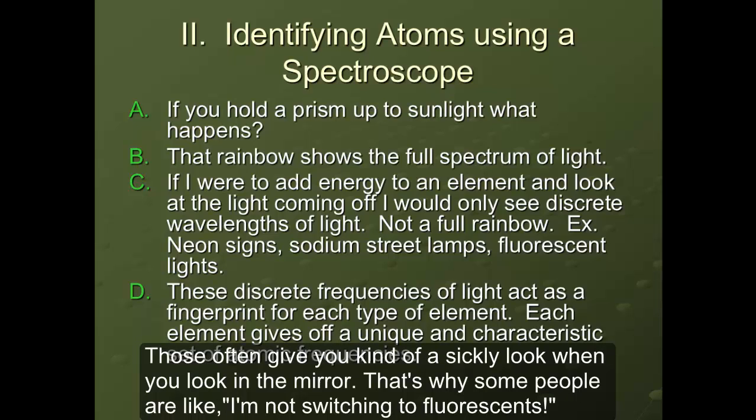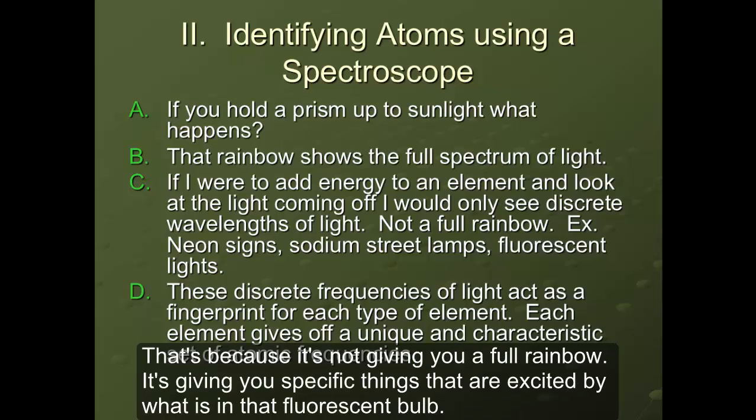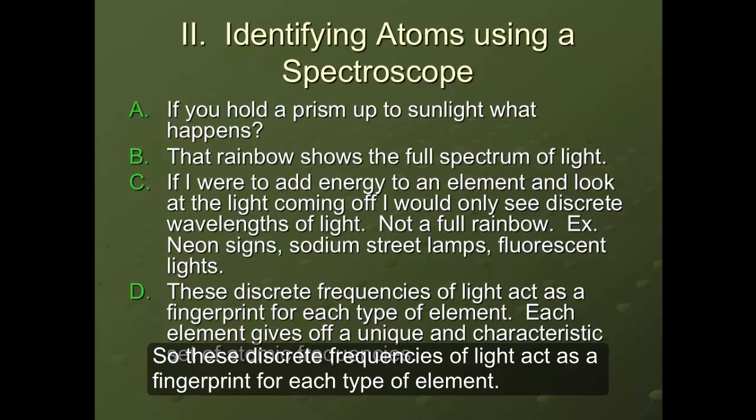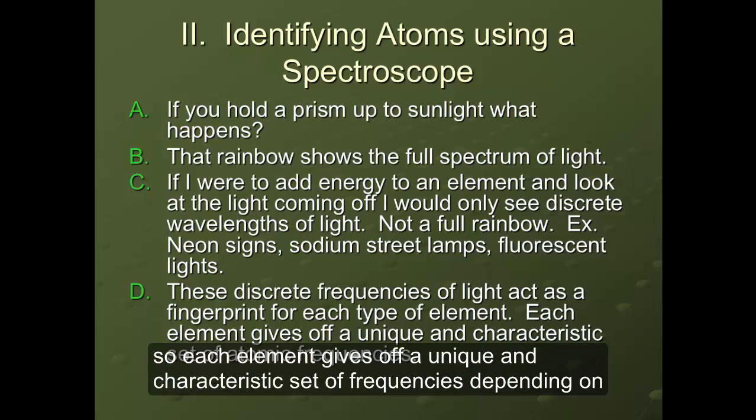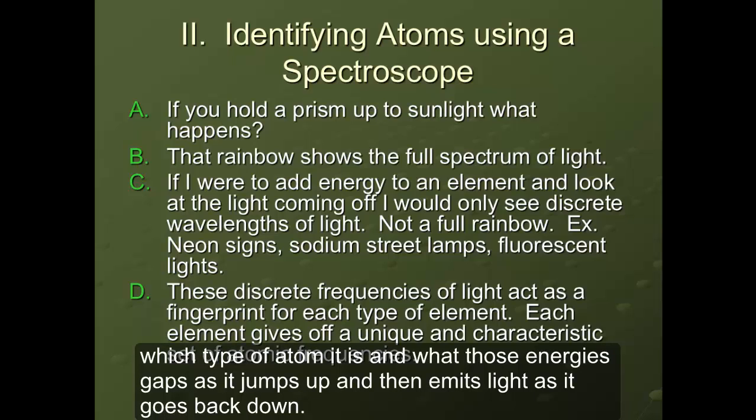Those often give you kind of a sickly look when you look in the mirror. That's why some people say, I'm not switching to fluorescence. That's because it's not giving you the full rainbow. It's giving you specific things that are excited by what is in that fluorescent bulb. So these discrete frequencies of light act as a fingerprint for each type of element. Each element gives off a unique and characteristic set of frequencies depending on which type of atom it is and what those energy gaps are as it jumps up and then emits light as it goes back down.